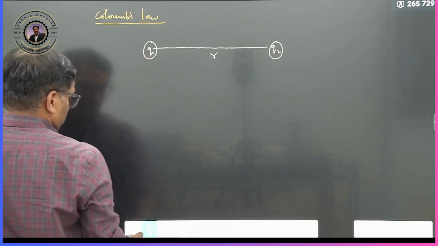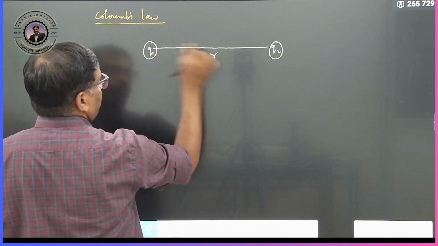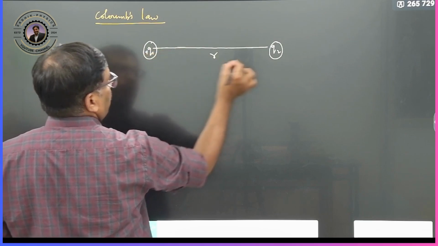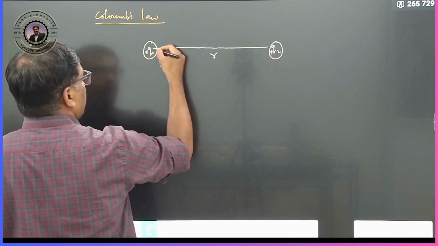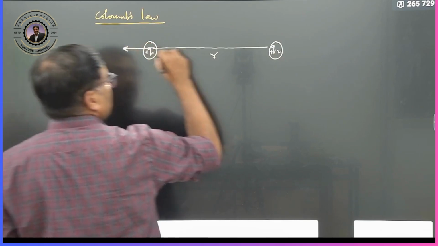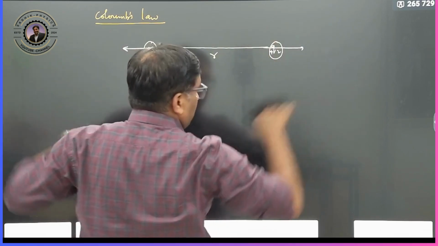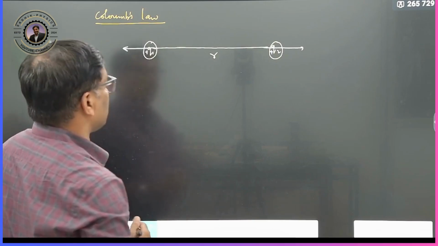Clear? So here we can take it that these two repel each other. Suppose both are positive charges, so they will repel. In which direction will they act? This force will act along the straight line joining the two charges. They will exert the force in this direction. Clear? So what is the force here?